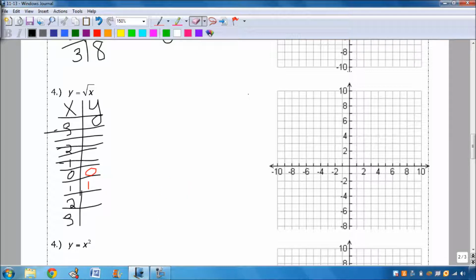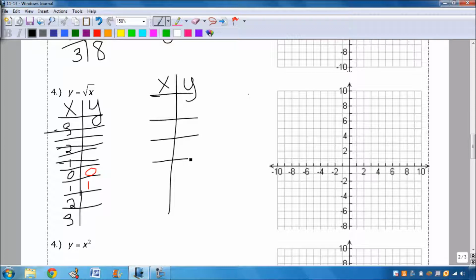So I'm going to create a different chart, okay? This time I'm going to create a chart of positive perfect squares. So my first positive perfect square is 0, so non-negative perfect squares. So 0, 1 is a perfect square. The next perfect square after 1 is 4. The next one after that is 9. And I'm going to stop there because my graph only goes out to 10.